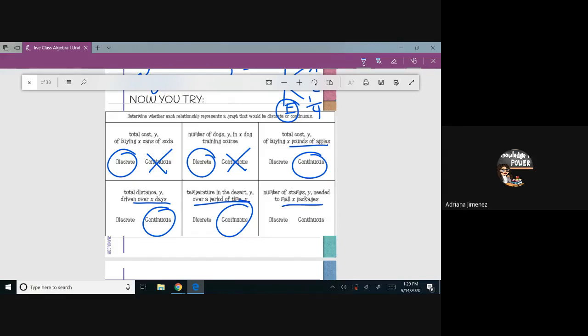So you have X packages. Can you mail half of a package? I don't know. So then it would be discrete. There you go.